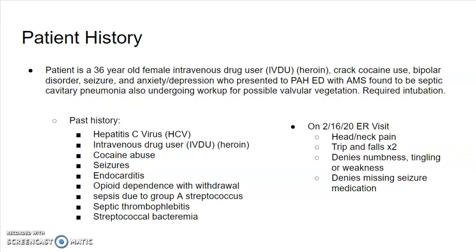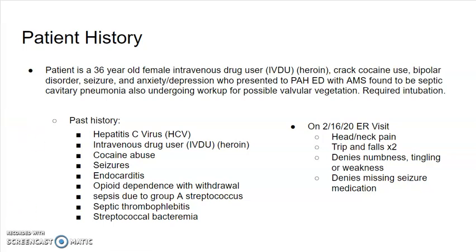So a little bit of background on the patient. She is a 36-year-old female, intravenous drug user, uses heroin and crack cocaine. She suffers from bipolar disorder, seizures, anxiety, and depression, and she presented to Pennsylvania Hospital with altered mental status, found to be septic, with cavitary pneumonia, and also undergoing workup for possible valvular vegetation, which is a mass of platelets, fibrin, and bacteria, which is typically seen in endocarditis. And she did require intubation.